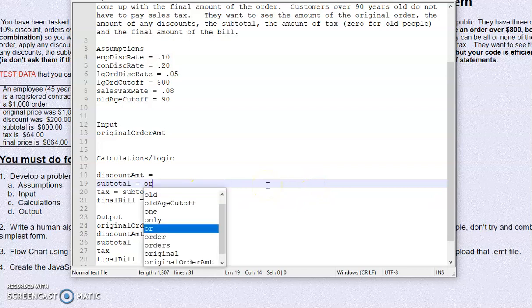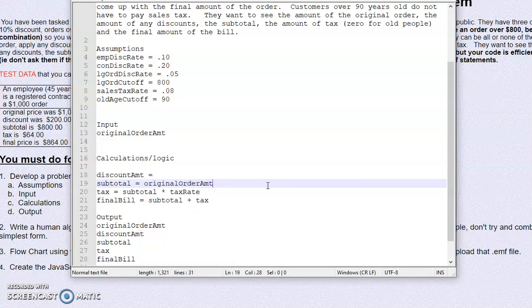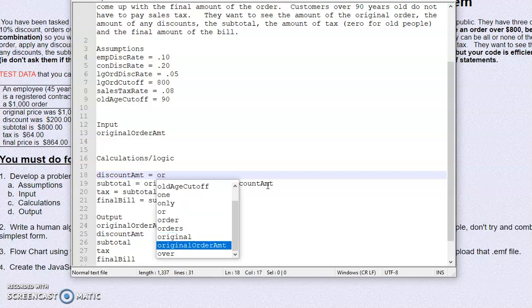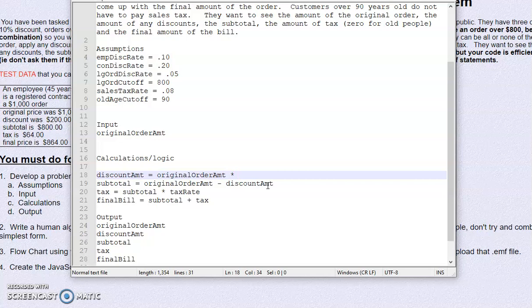So it's original order amount minus the discount amount. And then the discount amount is simply the original order amount times the disc rate. All right, so we have 3 disc rates. So I'm just going to put a generic, whatever the disc rate is, I'm still going to multiply it by the original price. So now we're ready to get into it.